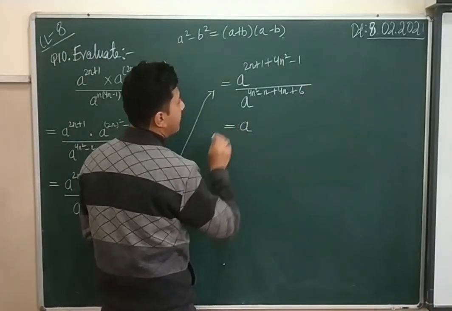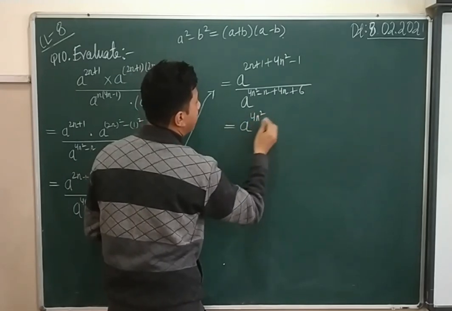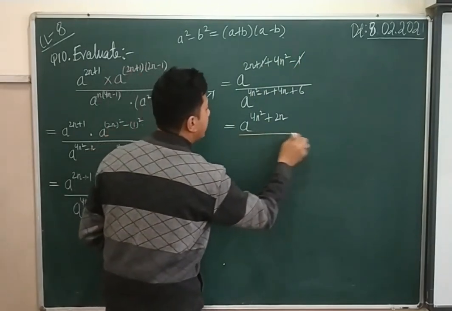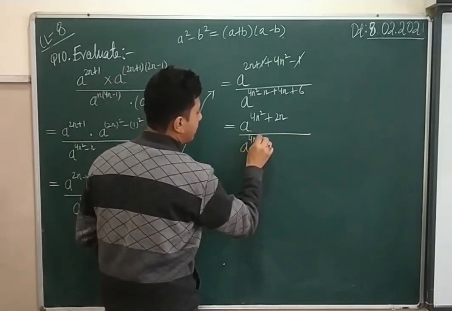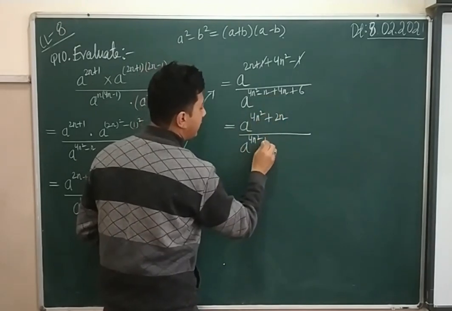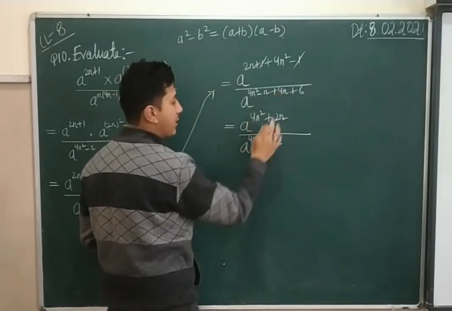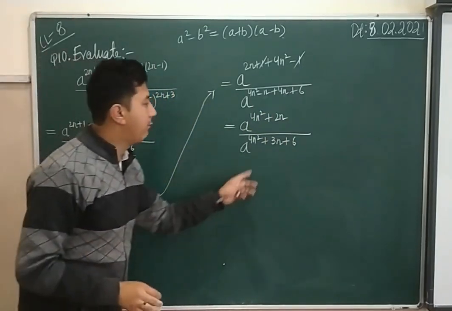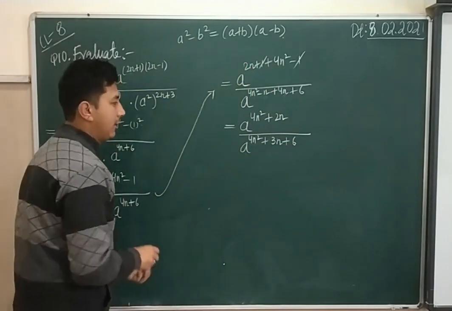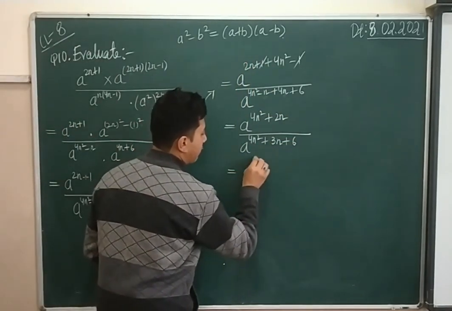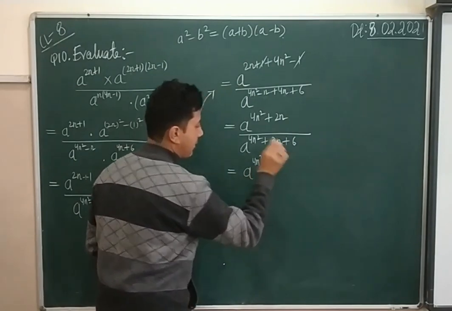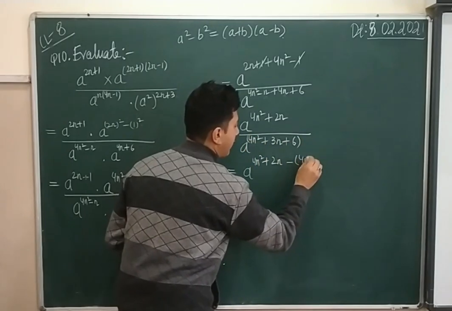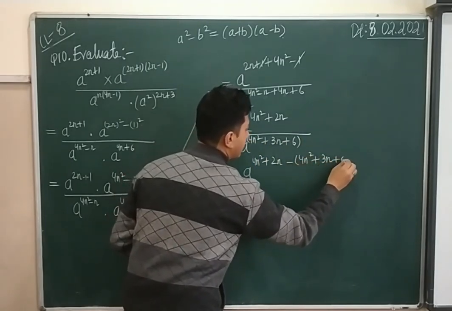So this is a to the power 4n squared plus 2n plus 1 and minus 1 gets cancelled out, divided by a to the power 4n squared plus 3n minus n plus 4n is 3n plus 6. Okay, now finally we'll take everything to the numerator. It becomes negative. So a to the power 4n square plus 2n as it is minus of whole of this, that is 4n square plus 3n plus 6.